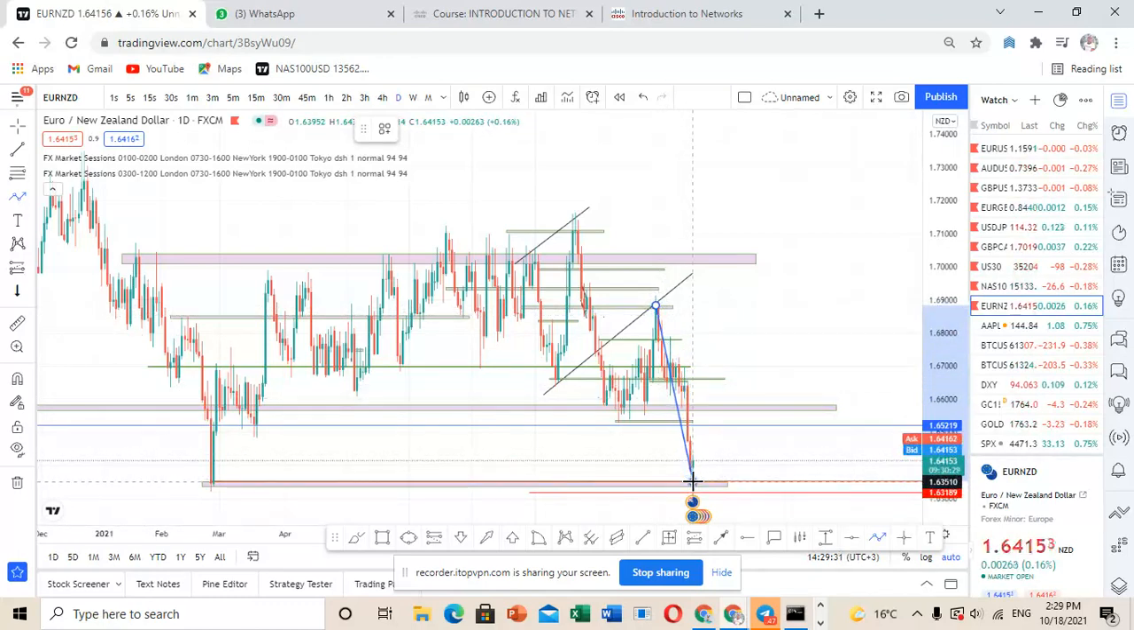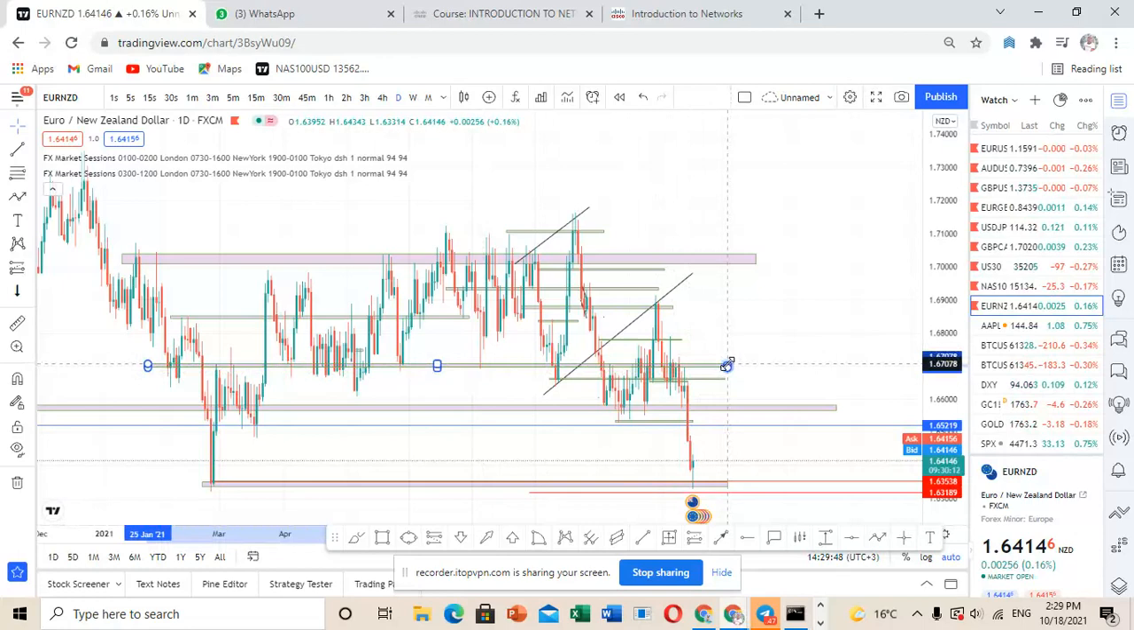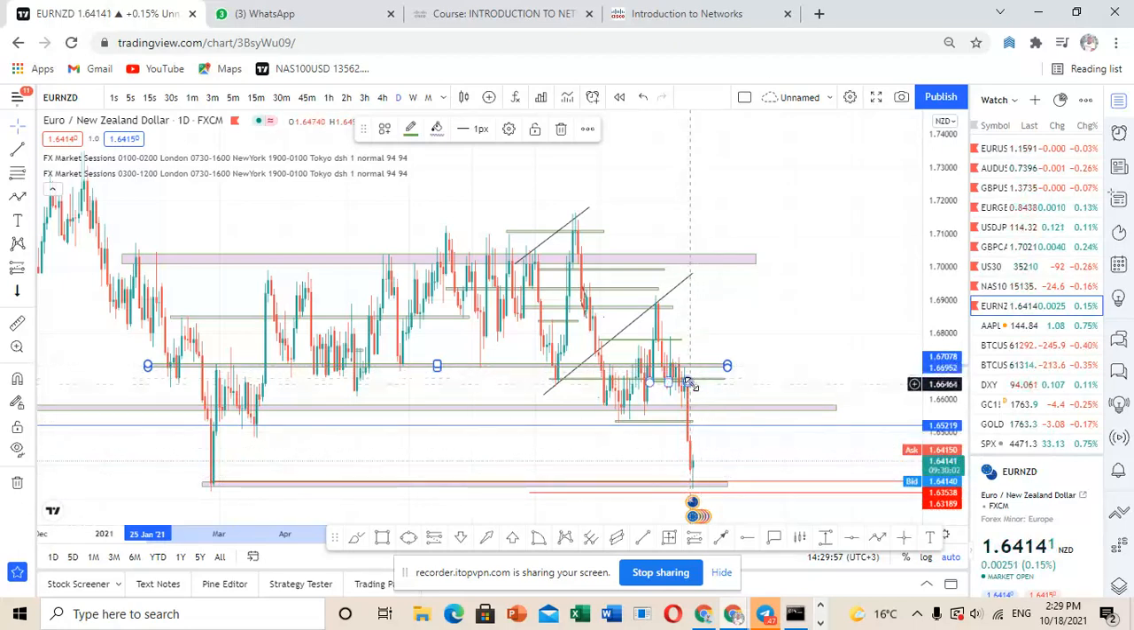Now based on that, what do we expect? What I'm currently expecting is that the market is going to rise from these particular levels that are here. They are going to rise high to these particular levels here. This is a very strong point of resistance. So that's why I'm expecting that the market is going to rise from this point of support to these levels that are here. That is how I think you should analyze the Euro NZD.